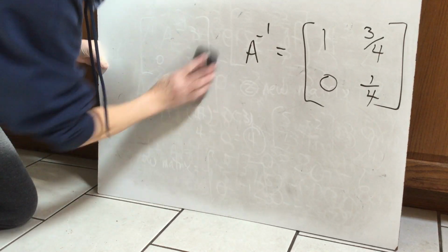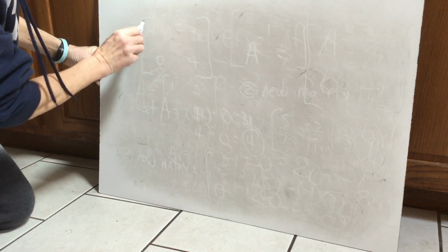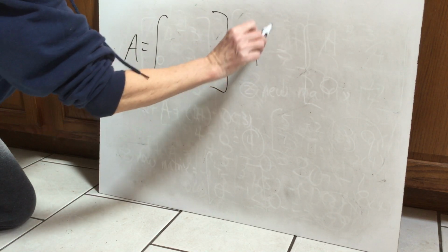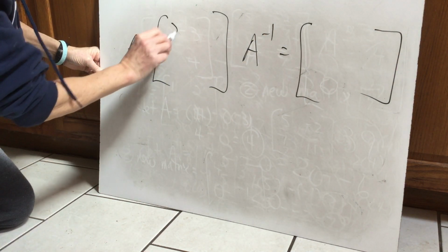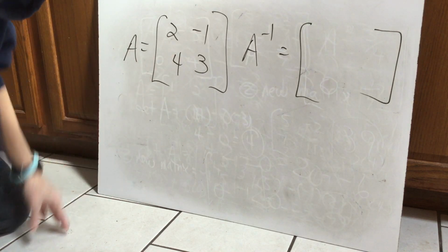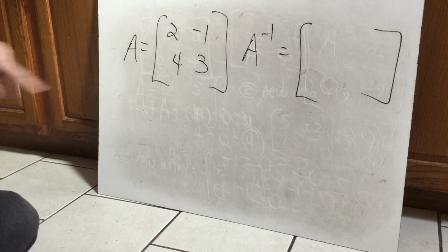So, guess what? There's another one. So, let's try this one now. Same thing. We're finding the inverse. Don't you dare tell me this is boring. The only way to get good is to practice, so we're just practicing. We're going to find the inverse now of this matrix.